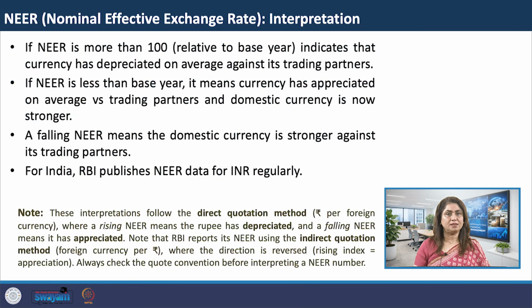So, how do we interpret the NEER number? NEER greater than 100, relative to the base year, means the currency has depreciated on average against its trading partners. The domestic currency is weaker. NEER less than 100, relative to the base year, means the currency has appreciated on average. The domestic currency is stronger. A falling NEER trend over time tells us that the domestic currency is getting stronger against its main trading partners.